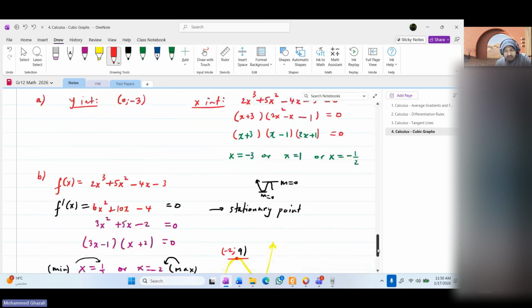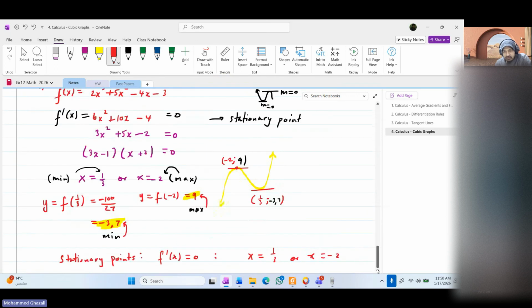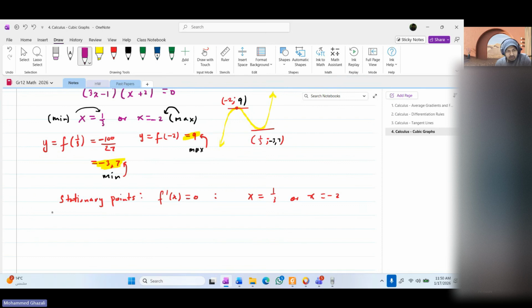Then they ask for intervals of increase and decrease, right? So when is it increasing and when is it decreasing? So you're going to say increase. Increase is when f prime x is greater than 0. So we are looking for when the graph is sloping upwards, right? When it is positive slope. When is the graph positive slope? When x is less than negative 2, or when x is more than 1/3. Right. So when the graph is after 1/3, it is sloping up.